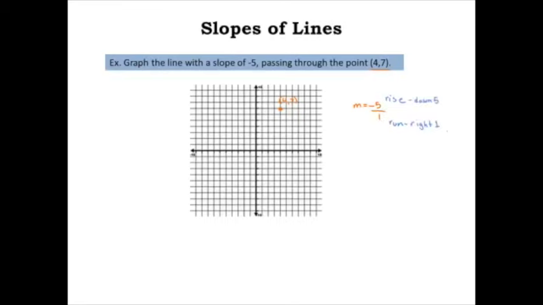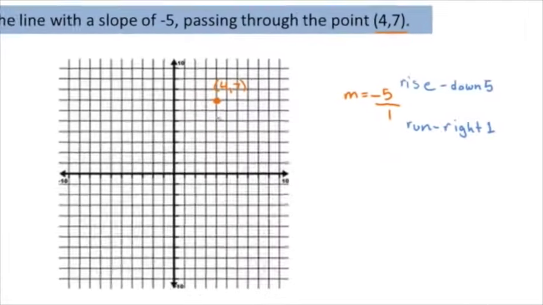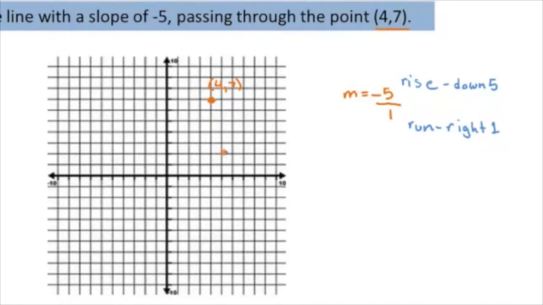So let's graph 2 more points. From the point that we know, we'll go down 5 and to the right 1. And we know that this point is also on this line. Its coordinates are 5, 2. From this point, let's travel down 5 again and to the right 1 again. And we'll have a third point on this line, and its coordinates are 6, -3.